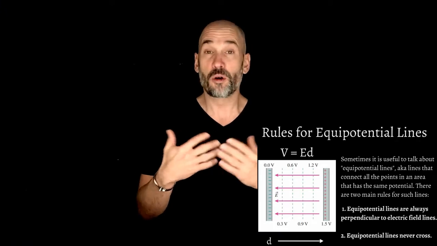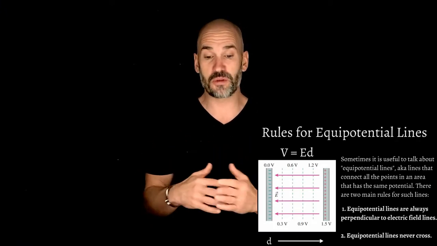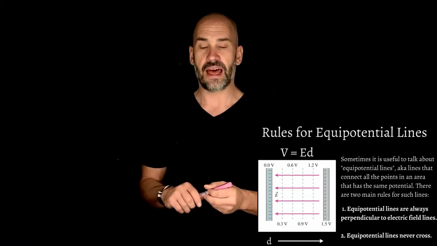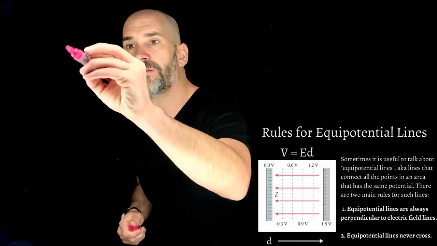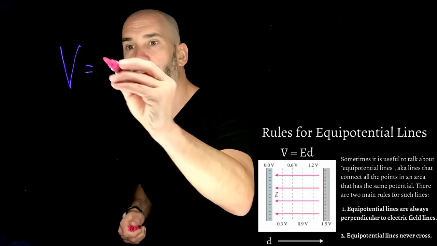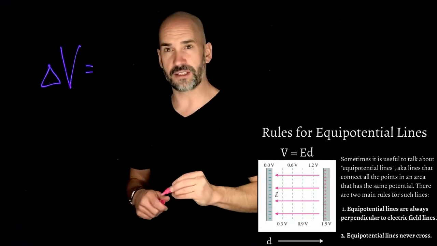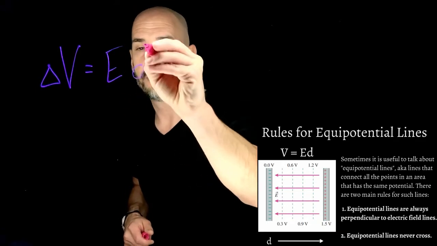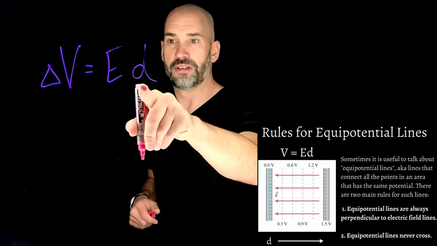But fortunately, physics is physics, which means you can connect those two worlds. So it turns out that V, the potential difference between two spots in space, is equal to E times d, the electric field times the distance between these two points.